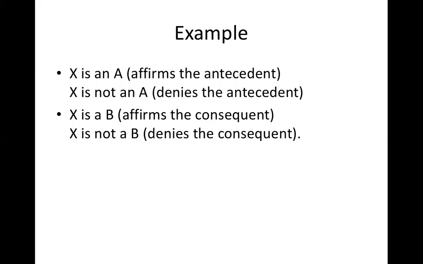Example, X is an A, affirms the antecedent. Remember, the major premise is all A's are B's. If you say X is an A, it affirms the antecedent. If you say X is not an A, it denies the antecedent. If you say X is a B, it affirms the consequent. If you say X is not a B, it denies the consequent.